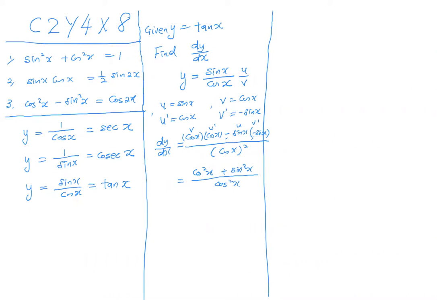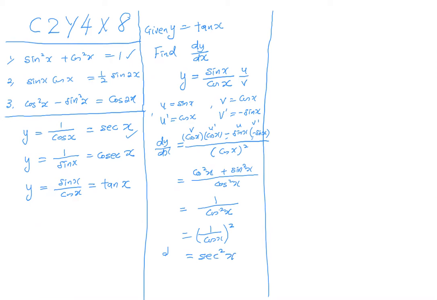Okay, so now cos square plus sin square we know is equal to 1, right? So we replace this with 1 over cos square x. So 1 over cos, the whole thing squared, I can write like that. So 1 over cos we know is sec. So the answer is sec square x.